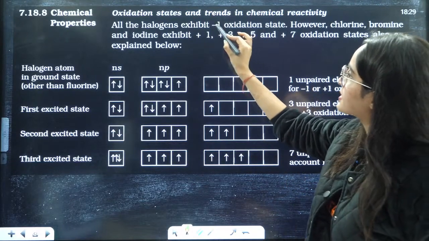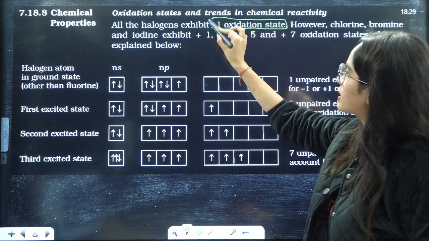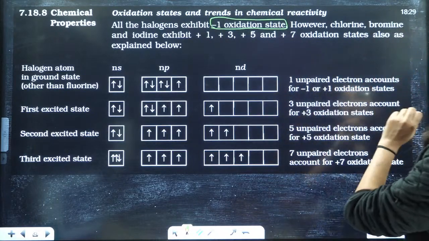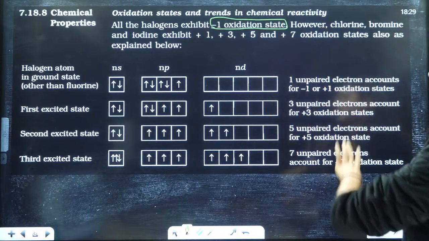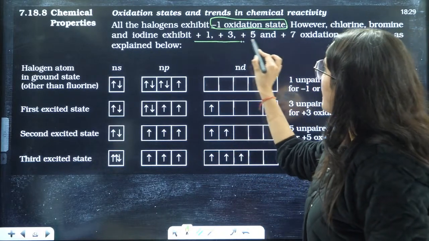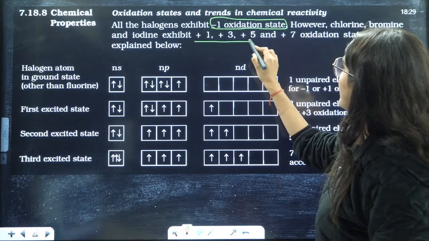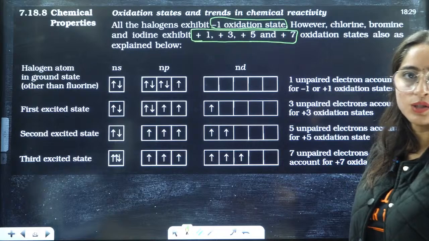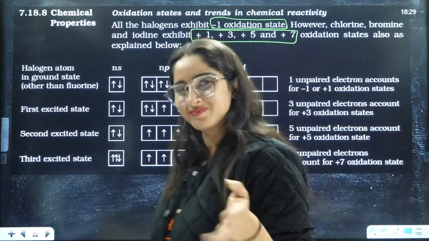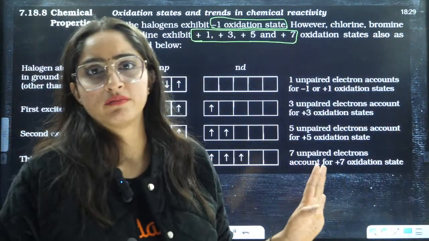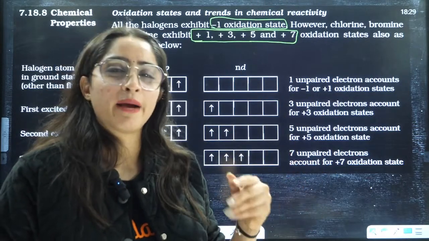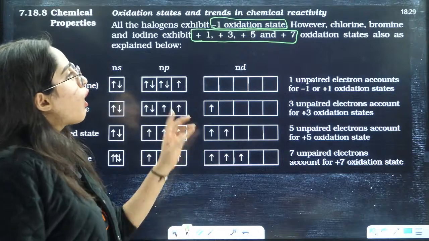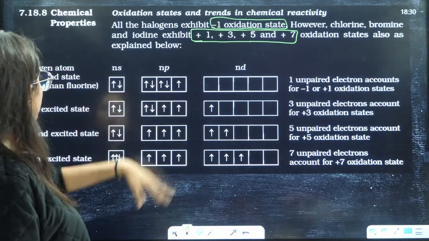All the halogens exhibit the -1 oxidation state. You must have seen Cl -1, Br -1. Right? However, chlorine, bromine and iodine exhibit +1, +3, +5 and +7 states as well, right? Fluorine will not exhibit this because fluorine is very electronegative. It does not want to be like, I am a very sweet person. No. Fluorine has an electronegativity of 4. Oxidation states are also explained below. So let us see that.